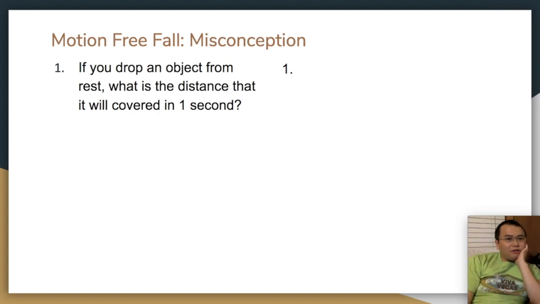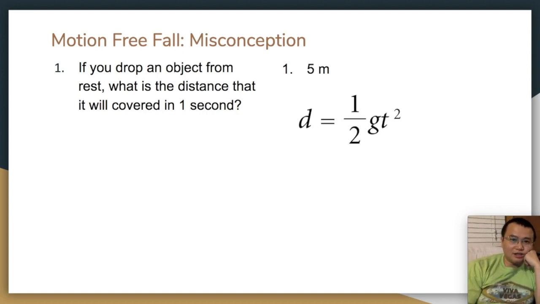If you drop an object from rest, what is the distance that it will cover in 1 second? I want you to pause the video and see if you can figure that out. Most of you will say that if you drop a ball from rest, then it will cover 10 meters, right? Because the acceleration of gravity is 10 meters per second squared. So therefore, in the first second of fall, it will travel 10 meters. Well, that's the most common misconception. That's wrong. It's actually only 5 meters. Okay, so the correct answer is 5 meters.